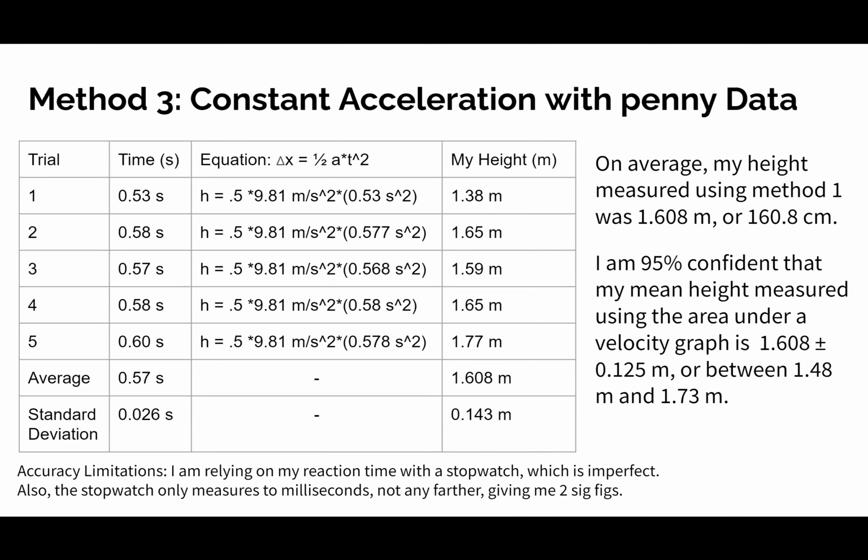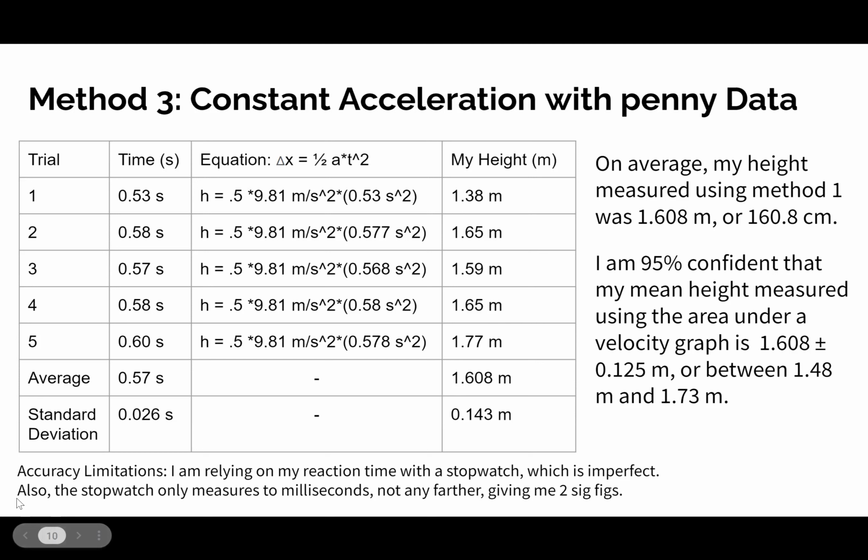This was the data that I got. There were again 5 trials. On average, my height was 160.8 centimeters, which is shockingly accurate considering I was worried that my reaction time wasn't going to be good. You'll notice that the standard deviation was significantly higher on this one, but I was 95% confident that my mean height was about 1.608 plus or minus 0.125 meters. So again, I'm adding or subtracting about 12.5 centimeters, which is not fabulous in terms of a confidence interval. But considering my reaction time, I think it's pretty good.